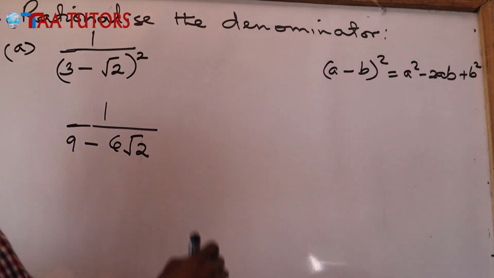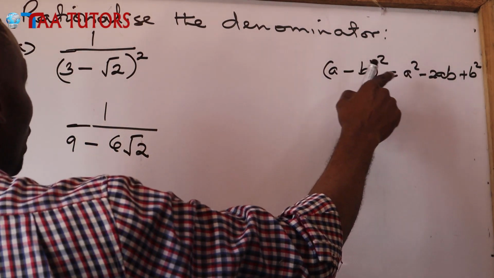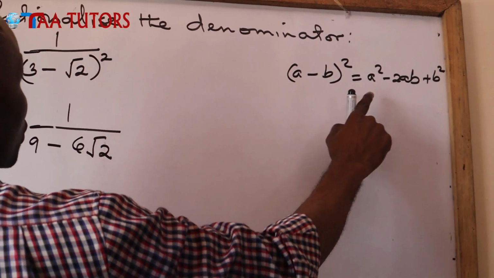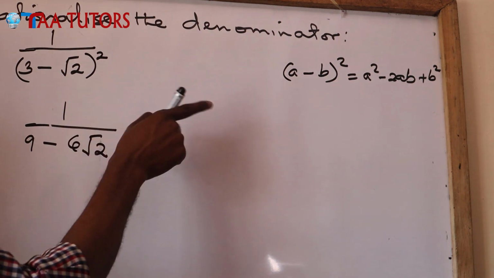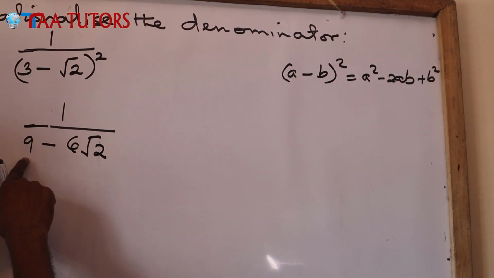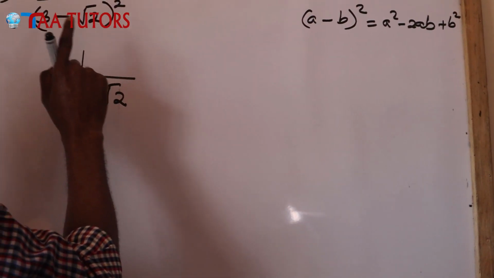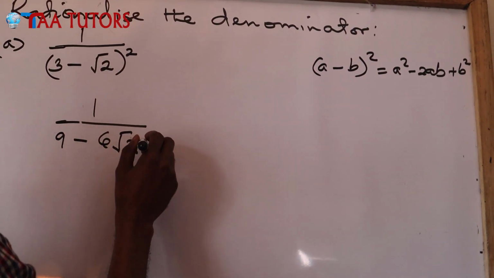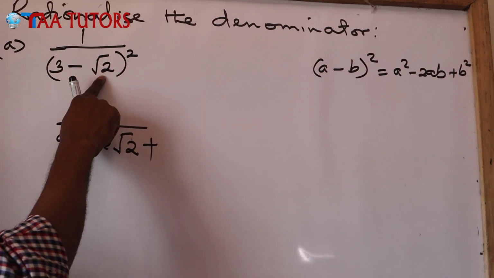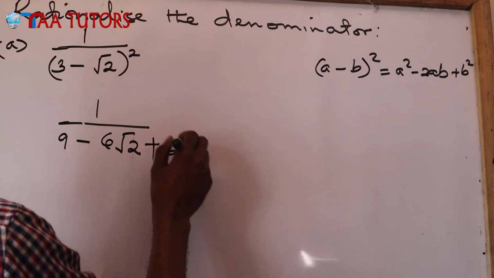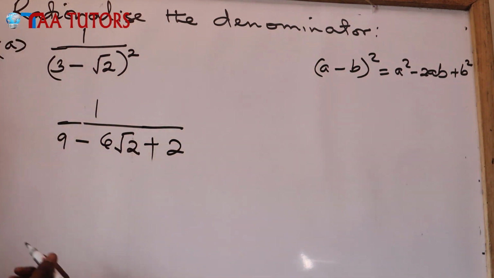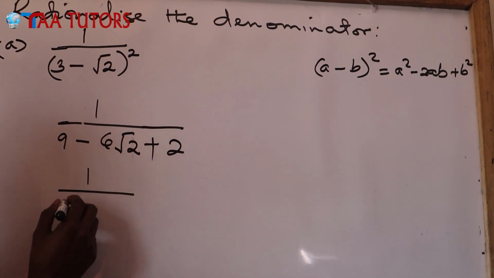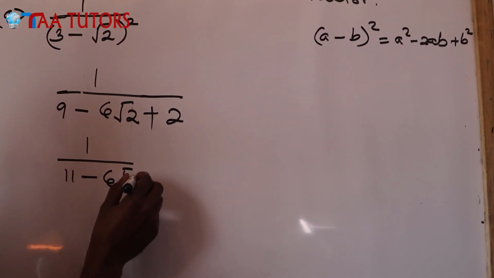Viewers, we are moving very quickly, and you should see what I'm trying to do here. My A is 3, my B is surd 2. So 3 squared is 9, minus 2ab. 2 times my A, which is 3, is 6, times surd 2, 6 surd 2, plus surd 2 squared, which is the same as surd 2 times surd 2, which actually is surd 4, which is 2. So when I do this, 2 plus 9 is 11, so I'll get 1 over 11 minus 6 surd 2.